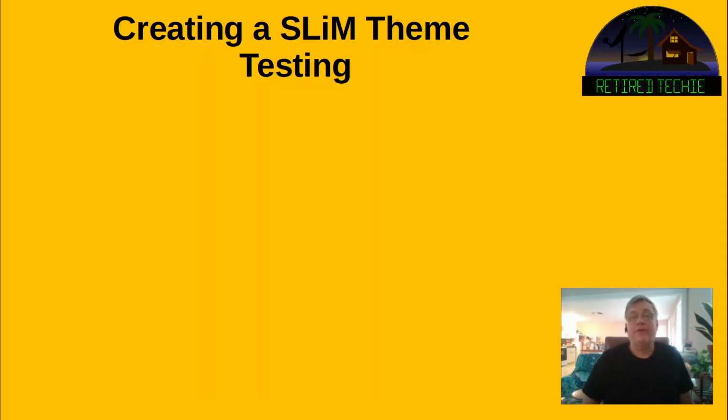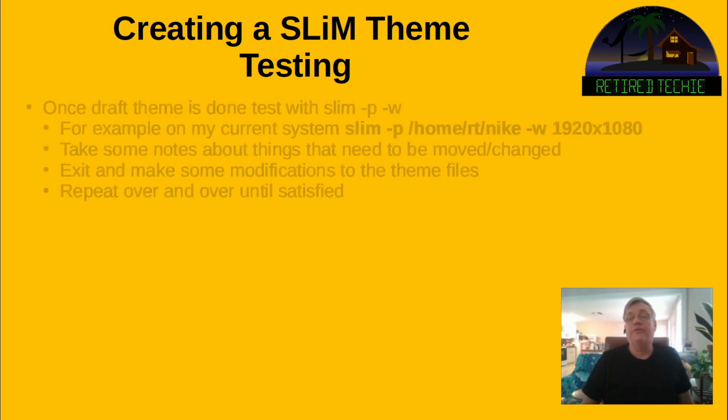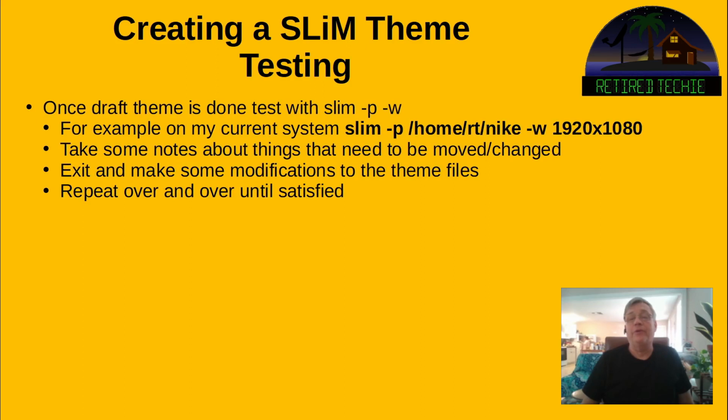Now it's time to talk about testing our theme. We've talked about putting it together, all the different variables you can use. We'll go through an actual example later, but let's talk about testing first. As I said, you can test the theme in any directory. We're going to use the slim command with the -p and the -w options. For example, on my current system: slim -p /home/RT/Nike, then we have -w, and we give our screen resolution, 1920x1080.